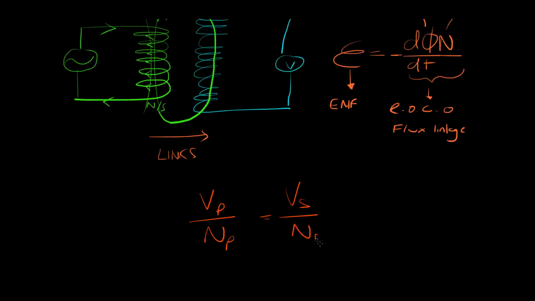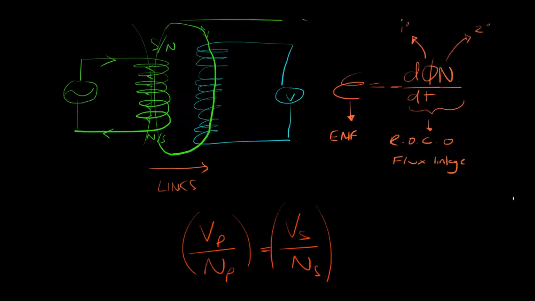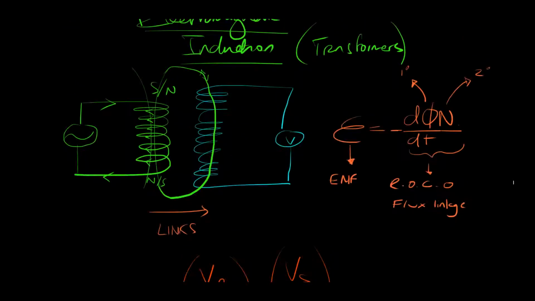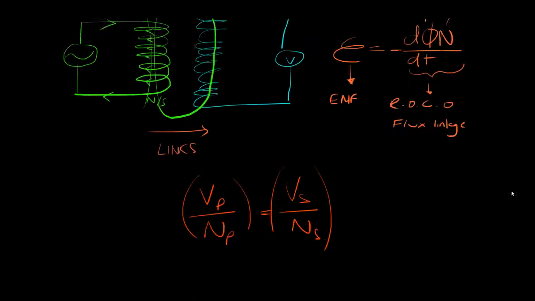Okay, so what we have here is the EMF of the primary circuit over the number of turns on the primary coil is equal to the EMF of the secondary circuit divided by the number of coils on the secondary circuit. Now, it's very simple to derive this. I can actually do it right now, probably.